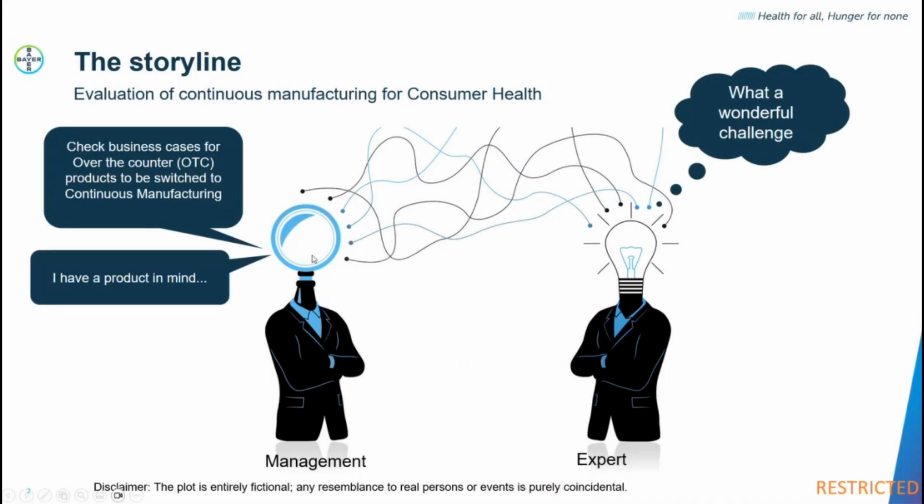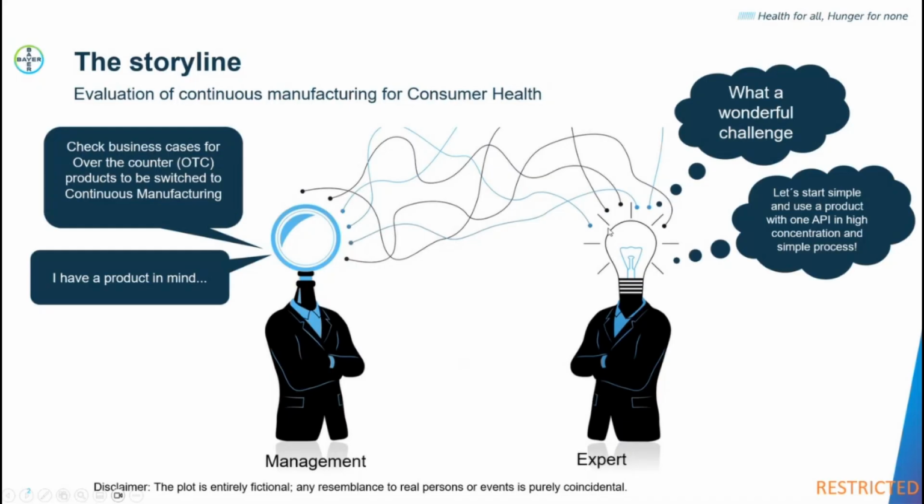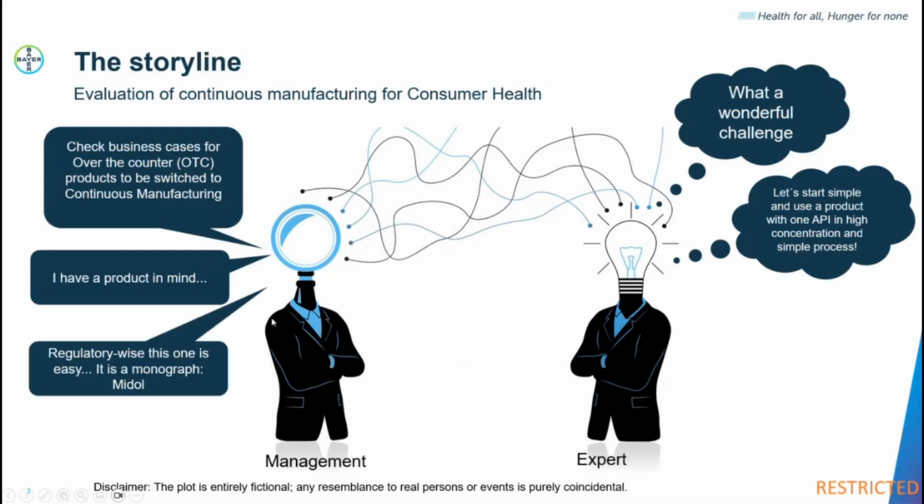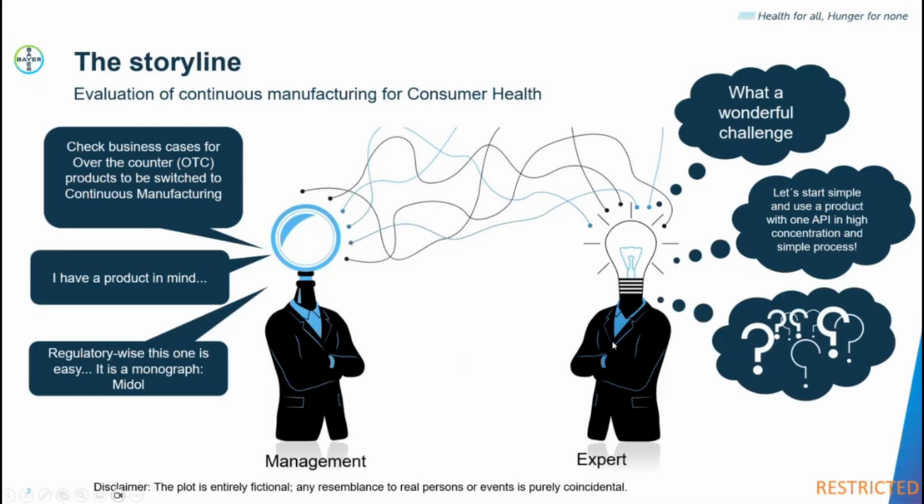So management says, I have a product in mind. And you think, yes, let's start simple. Use a product with one API in high concentration and a simple process. Management has a different idea. Regulatory-wise, this one is easy. It's a monograph, MIDLE. So monograph does not have the same regulatory implications as a dossier.